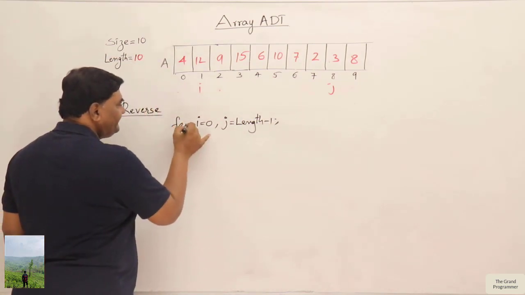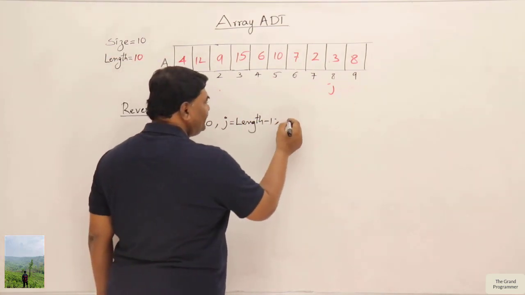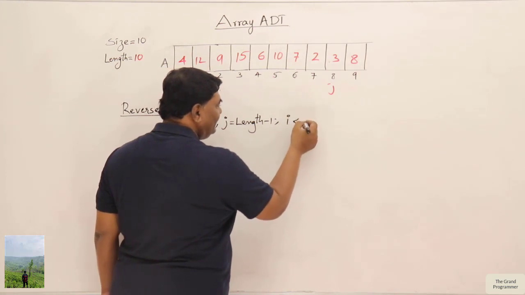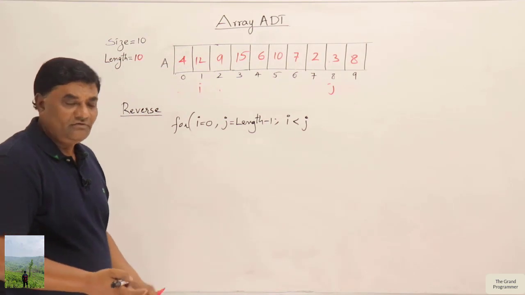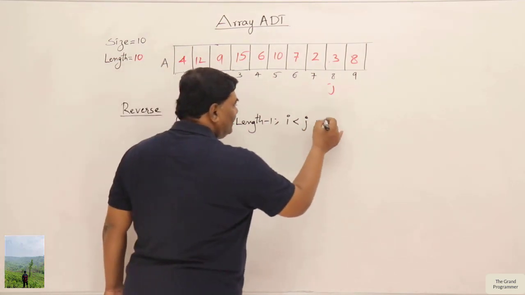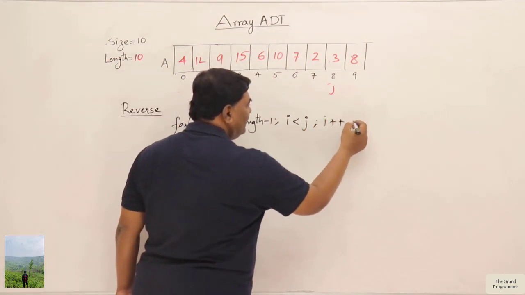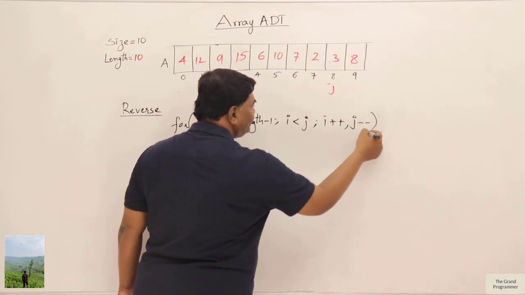Then this can be done using a for loop. And how long should we continue? As long as i is less than j. When i becomes greater than j, stop, the elements are over. Then i plus plus, j minus minus.